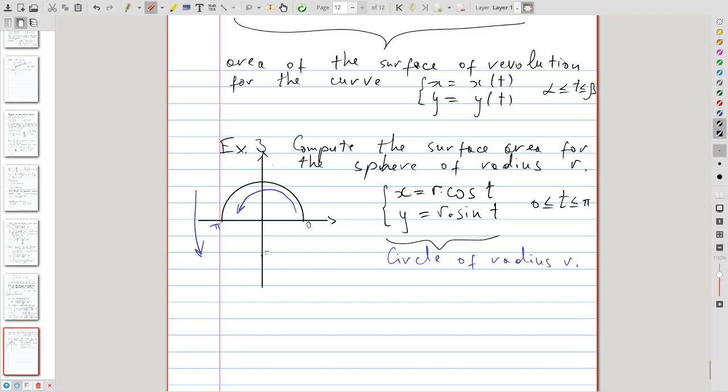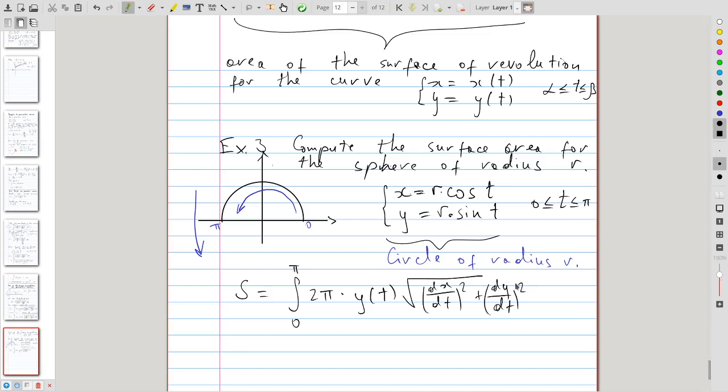And since we know what the area of such a surface of revolution is, it's the integral from 0 to pi, and then we have to put 2 pi times y of t, because this is rotation about the x-axis, so we have to put in there the radius, the distance to the x-axis, times the square root of dx over dt squared plus dy over dt squared dt.